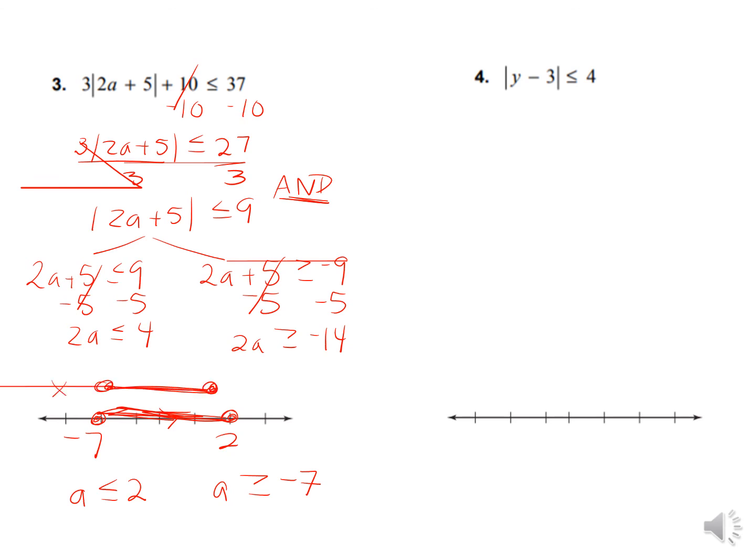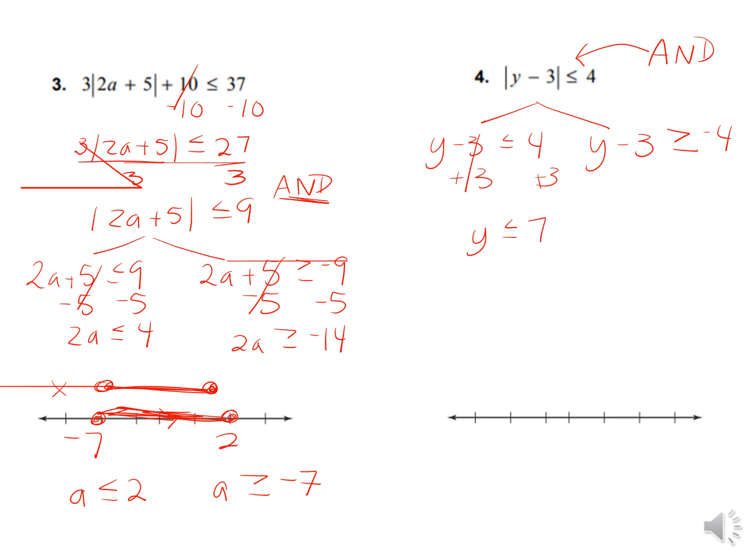All right, over here we're ready to split, and I can see that again it's an and problem. So I'm going to split it. I get y minus 3 is less than or equal to 4, and y minus 3 is greater than or equal to negative 4. Add 3 to both sides. Y is less than or equal to 7. Add 3 to both sides. Y is greater than or equal to negative 1.